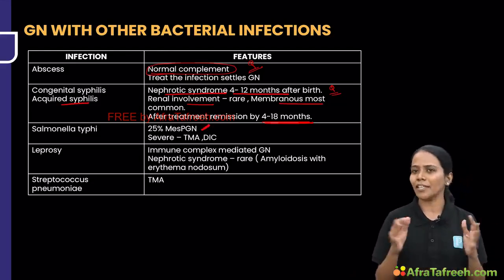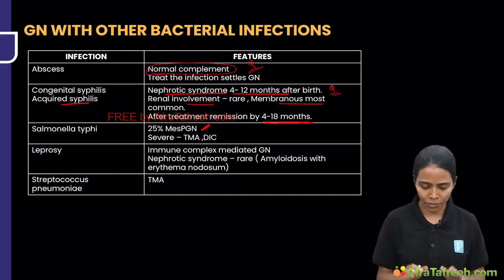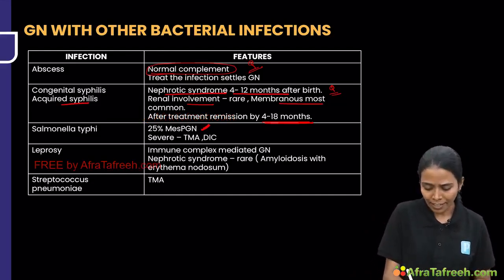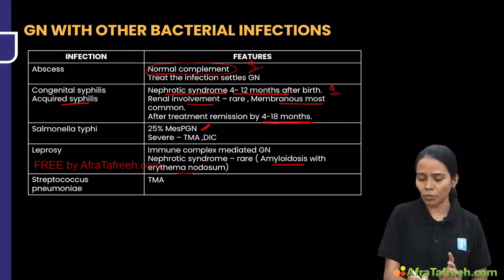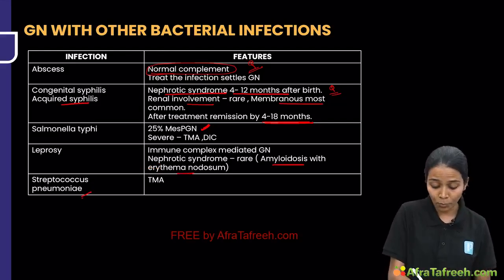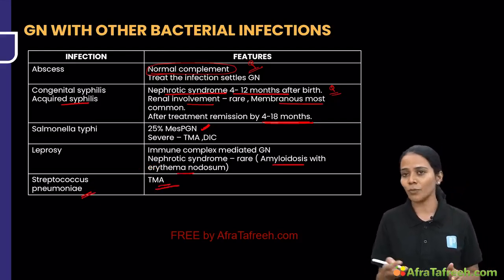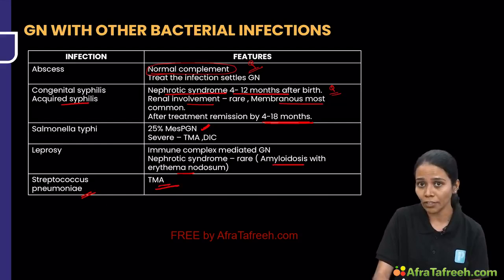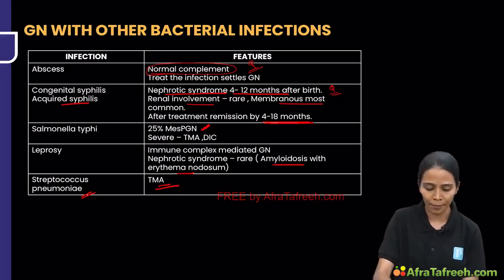See, just remember any infection can cause mesangial proliferation. Okay. Leprosy, again immune complex mediated GN, and rare are amyloidosis with erythema nodosum. Again, Streptococcus pneumoniae can cause TMA. This we know because of the antibody, it can cause TMA. Because of the anti-neuraminidase antibody, it can cause TMA.